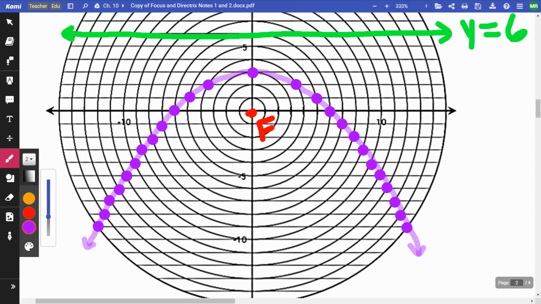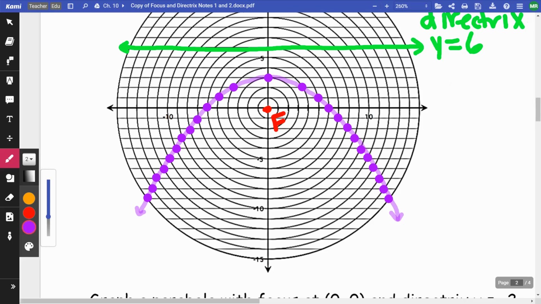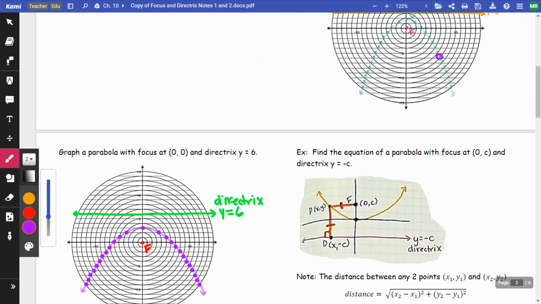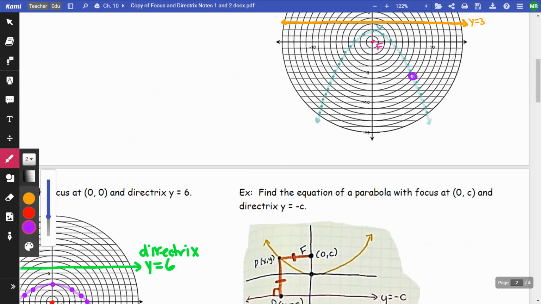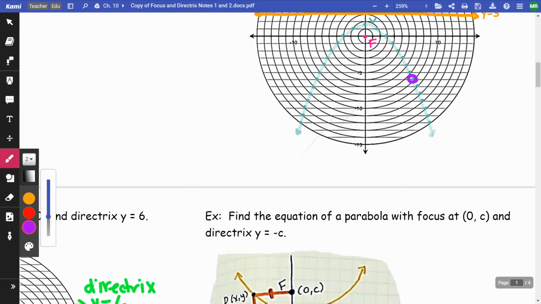And you can see the curve of it. Now, in this case and the one on the other side, I'm just going to turn it for a second. Over here, both of these, the directrix was above the focus. The next one, the directrix is going to be below. So let's see what happens on that one.